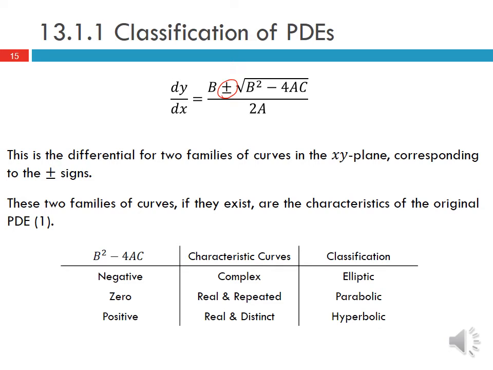So again, we can look at this quantity here, b squared minus 4ac, the part under the square root. If this term is negative, then the characteristic curves are complex, and the classification of the PDE is elliptic. If this term is 0, then the characteristic curves are real and repeated, and the classification of the PDE is parabolic. And if this term is positive, then the characteristic curves are real and distinct, and the classification is hyperbolic.